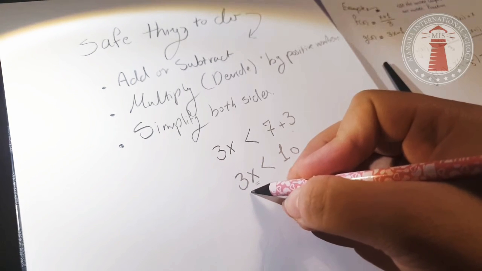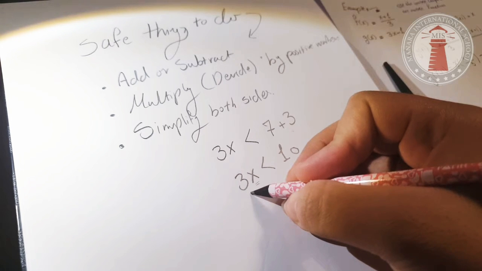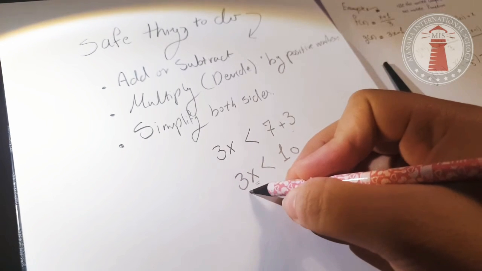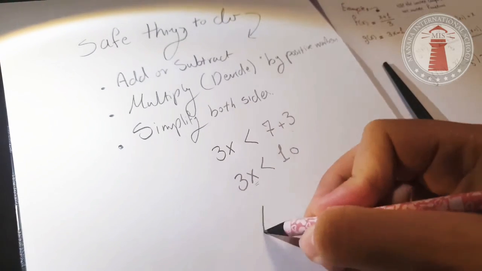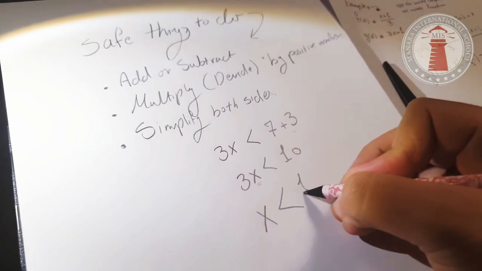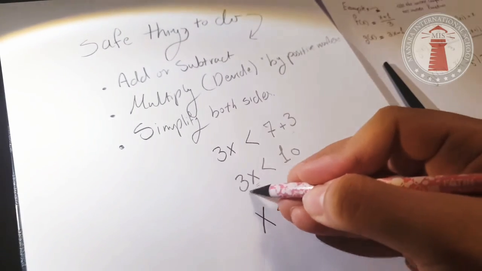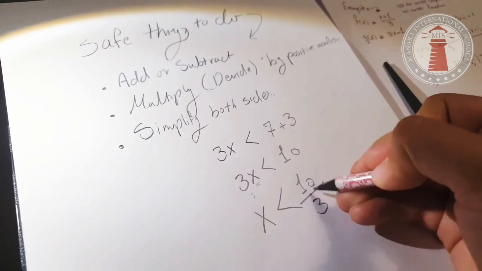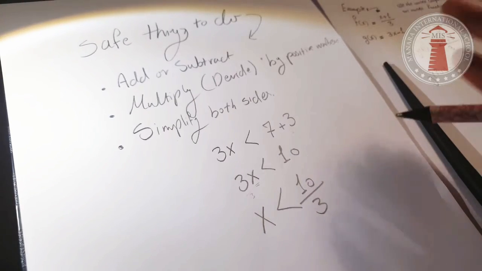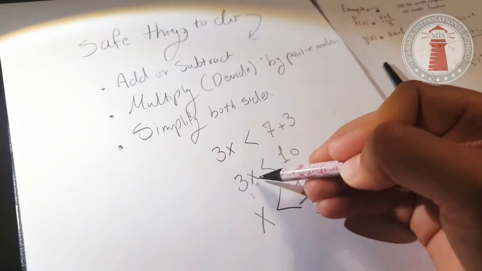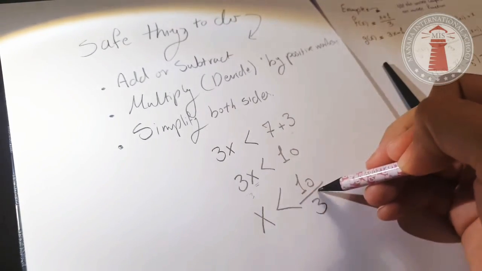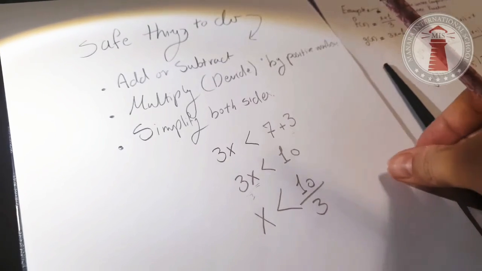The coefficient of x here is 3. So by dividing both sides by this number, we're going to eliminate it by making it 1. So here it becomes x is less than 10 over 3, because 3 over 3 becomes 1, and 10 over 3 is 10 over 3. Now here we did not change the sign of the inequality. It's always less than. 3x less than 10, x is less than 10 over 3. Okay, these are the safe things to do.